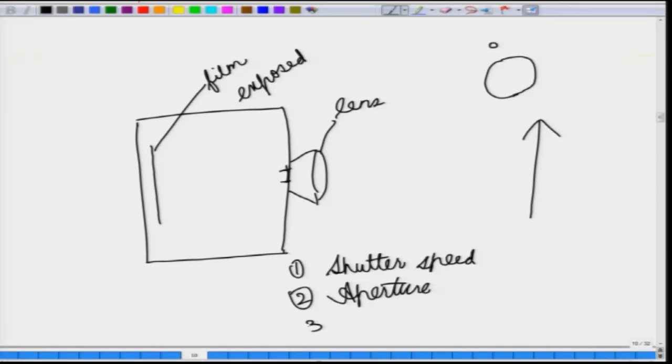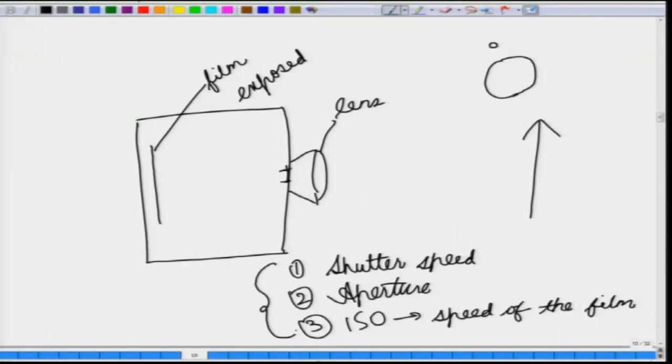Now, the impact that this light will have on the film will also depend on the third thing, which is the ISO. ISO, which is also referred to as the speed of the film, is a measure of the sensitivity of the film. Suppose you are adding chemicals that are very sensitive to light, in that case a small amount of light causes a large amount of chemical reaction, a large impact on that film. On the other hand, there could be certain films that have fewer chemicals, or chemicals that do not react with light in a large amount or quickly.